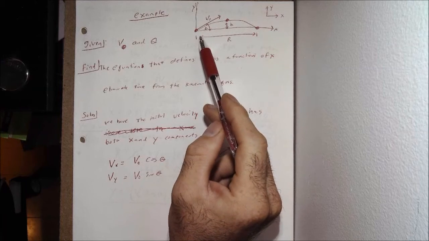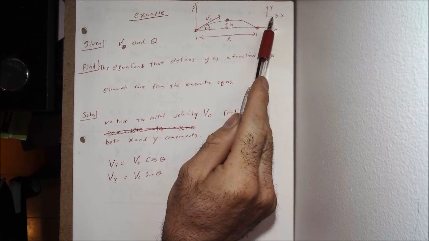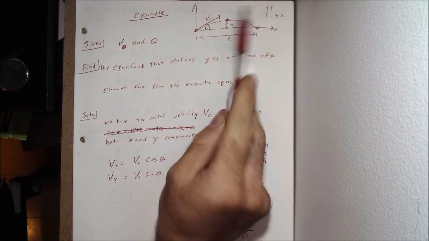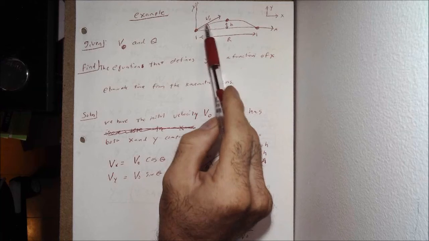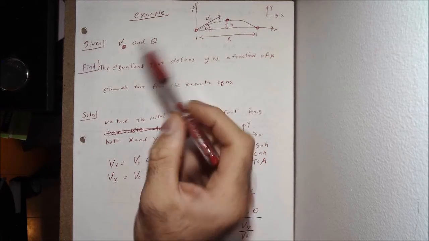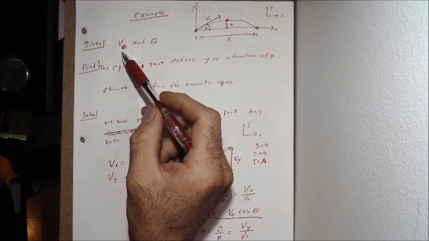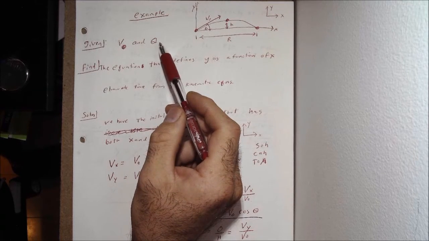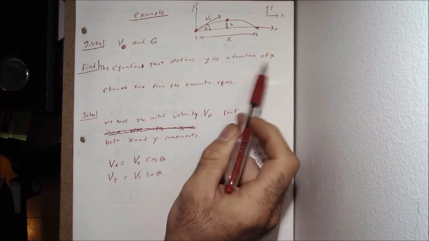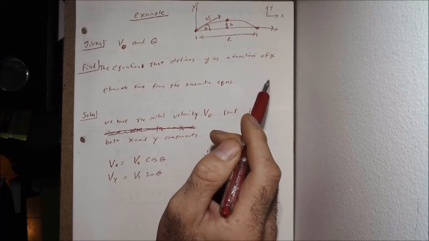From our given diagram, we have clearly defined x as positive going to the right, and y as positive going up. We have our initial velocity v naught, our angle theta, our height h, and our distance r. Even though it's in terms of variables, they give us an initial velocity of v naught and an angle of theta. They want us to find an equation that defines y as a function of x, and we're going to eliminate time from these kinematic equations.